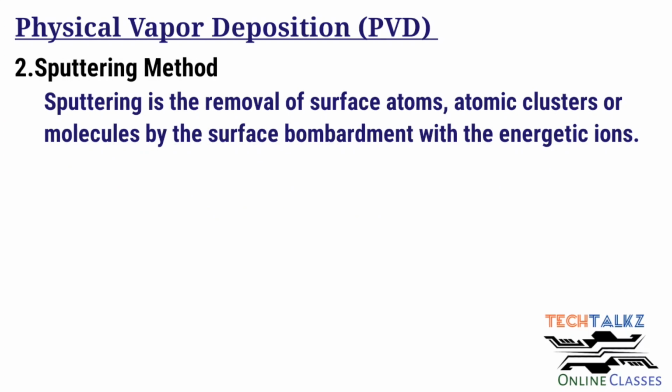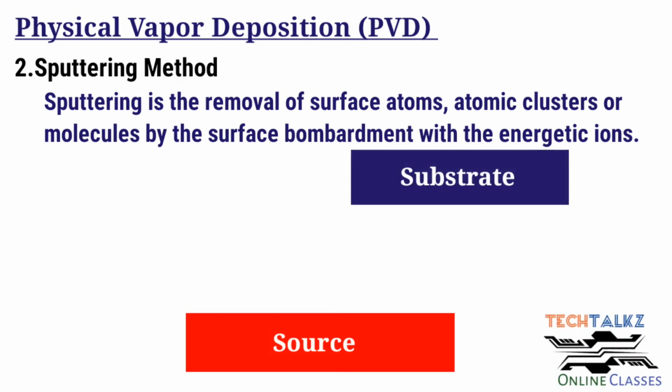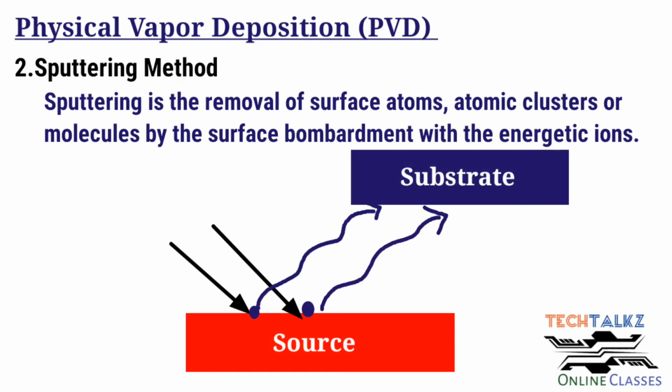Next one is the sputtering method. Sputtering is the removal of surface atoms or molecules by surface bombardment or collision with energetic ions. Here the ions hit the solid target and knock out the surface atoms, and these knocked out atoms are deposited on the top of the substrate and make a thin layer.